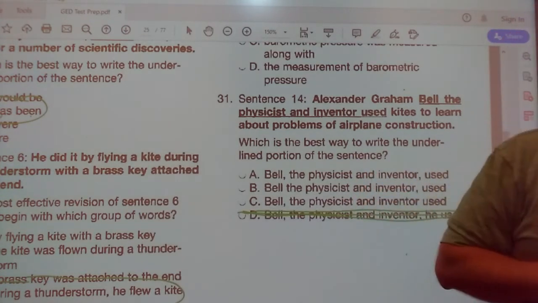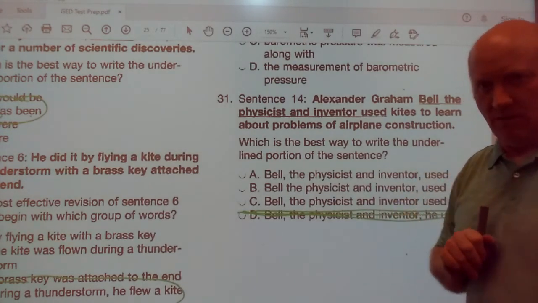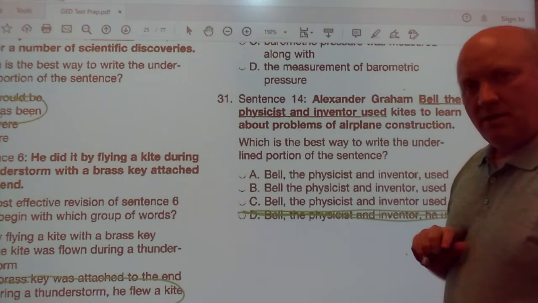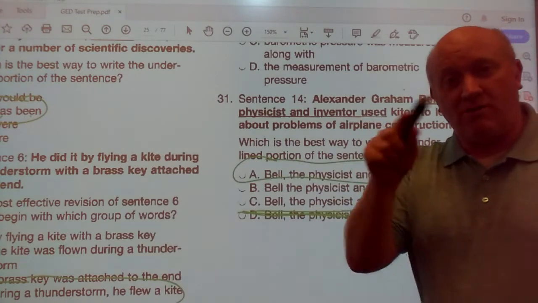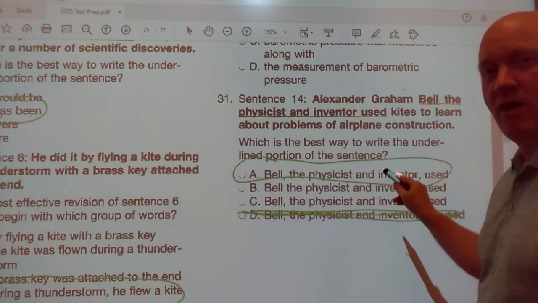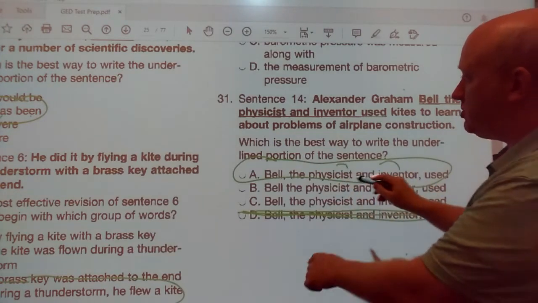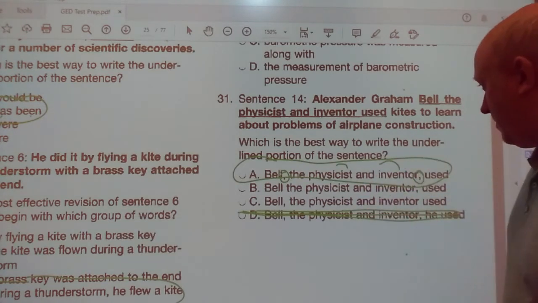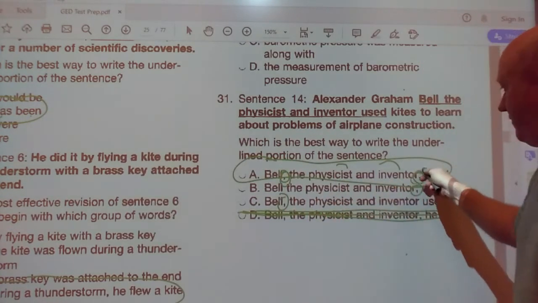Think of your appositive, a phrase describing someone. So the answer, did y'all select A? Because if you did, you are correct, because we need the physicist and inventor is an appositive describing who? Alexander Graham Bell. So anytime you have something describing a person, there should be commas before and after the appositive phrase. Not just after or before, but before and after the appositive phrase.